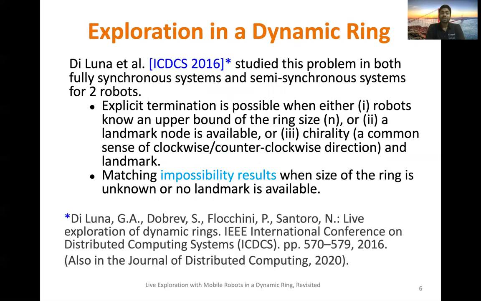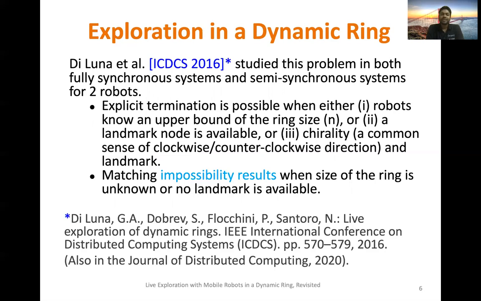This problem, exploration in a dynamic ring, was first studied by Di Luna et al., which appeared in ICDCS 2016 and also this year in the Distributed Computing journal. They studied both fully synchronous and semi-synchronous systems for two robots. They showed that with two robots, explicit termination is possible with some assumptions, for example when the robots know an upper bound on the size of the ring. Usually we denote the size by n. If the size n is known to the robots, explicit termination is possible.